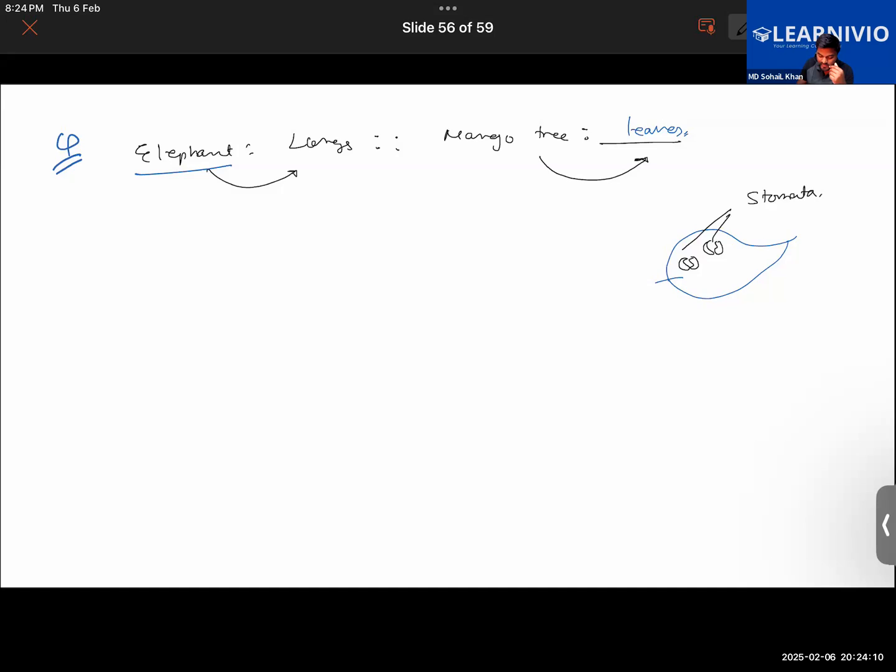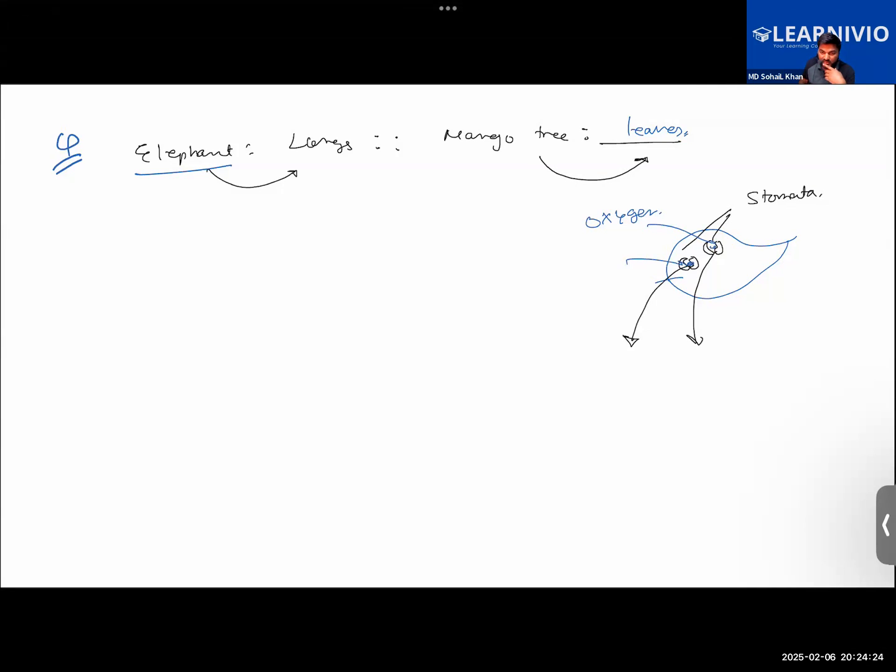So via the stomata, they take in oxygen. Via these holes, they take in oxygen, and via this they release carbon dioxide. Getting it or not? If they have to take in carbon dioxide, they take it via this, or if they have to get rid of oxygen, they release it via this.